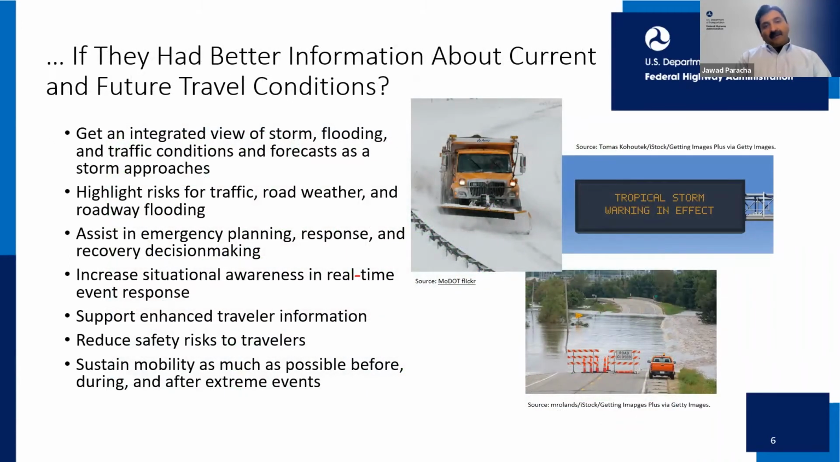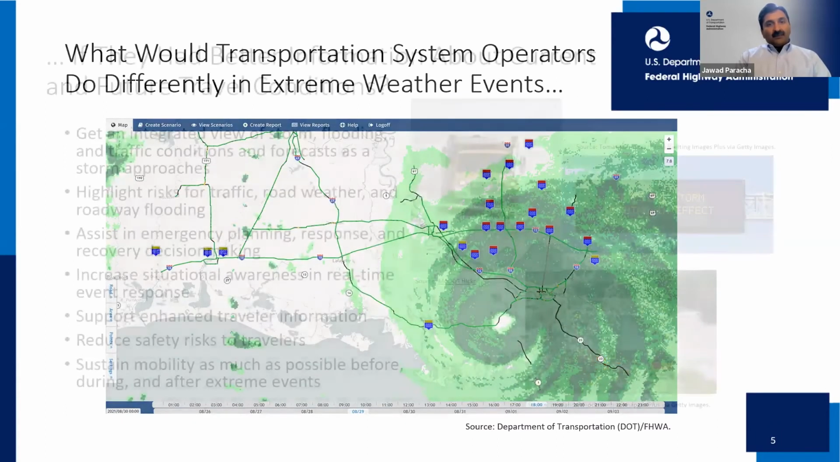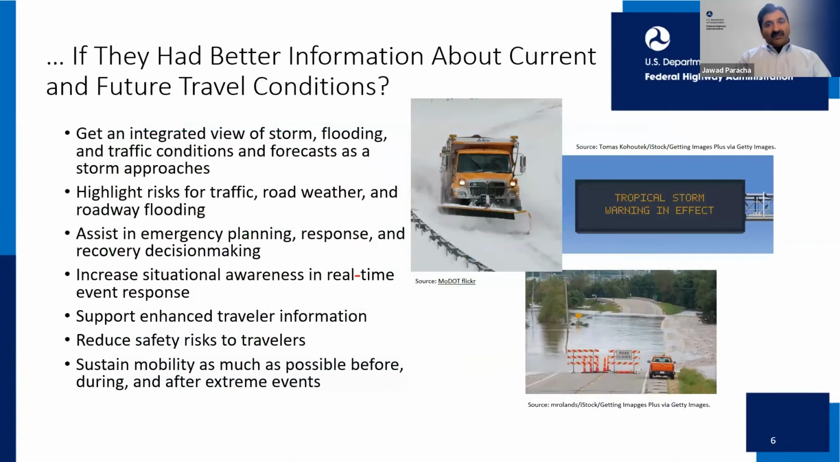So at a minimum, agencies, transportation operators and decision makers would have an integrated view of conditions on the roadway across the entire highway network. This would enable them to identify risks at particular locations, considering both present as well as predicted future conditions. This detailed knowledge of network conditions can be put to work in decision-making for planning, response, and recovery during extreme weather events. And the ultimate benefit is reducing the safety risks as well as sustaining mobility as much as possible.